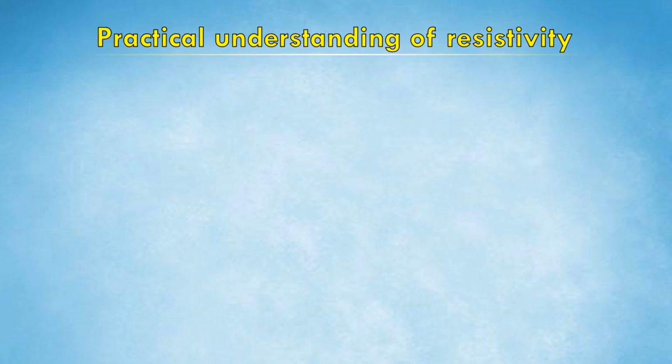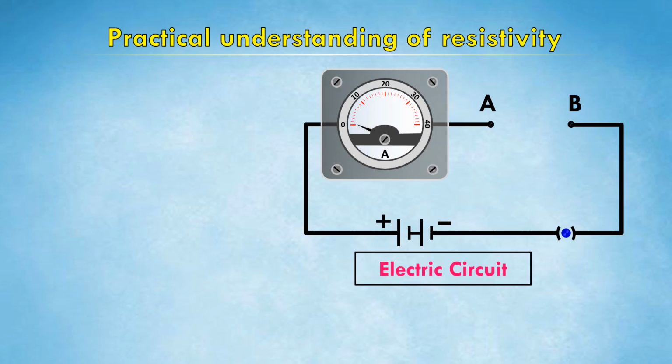Practical understanding of resistivity. An electric circuit is provided, the ammeter is connected, the battery is there, and here the key is provided. Two terminals A and B are open. Now it is connected with the copper wire. You see the reading of the ammeter. Now when it is open, no current flows.